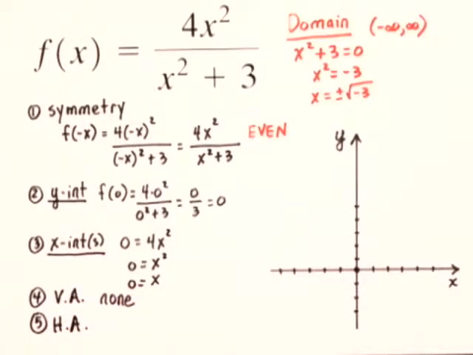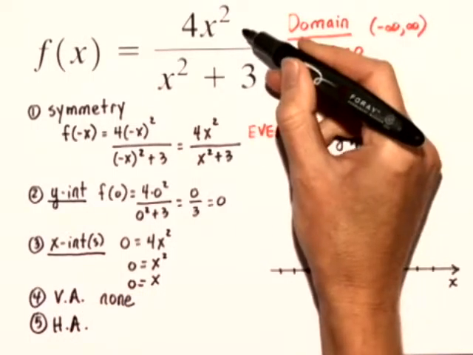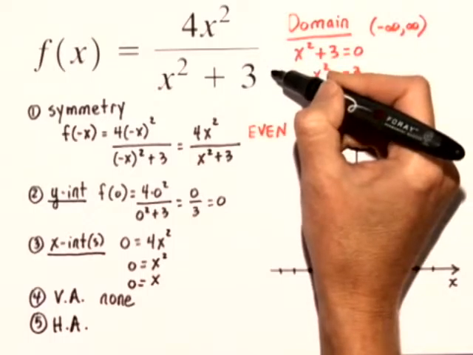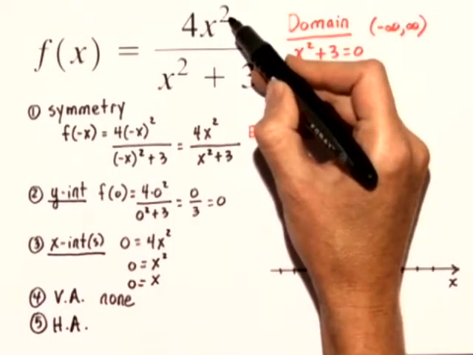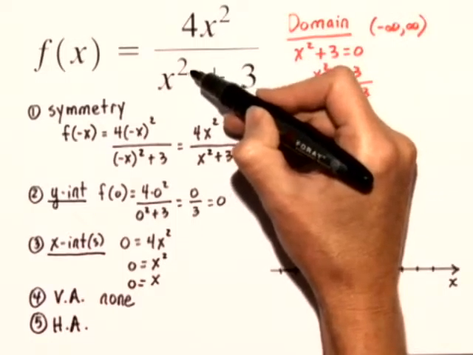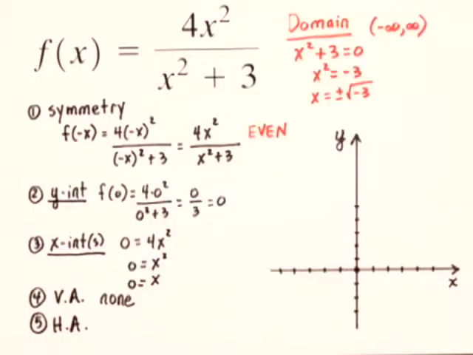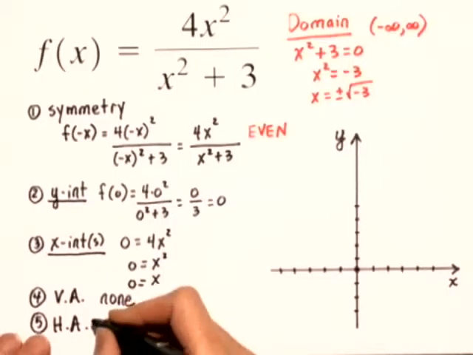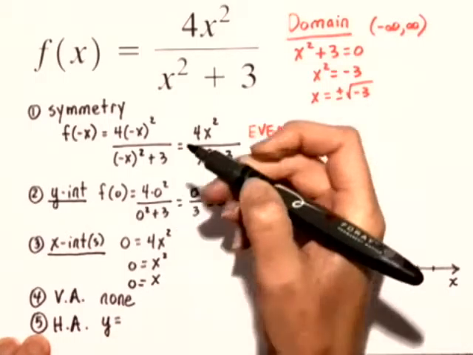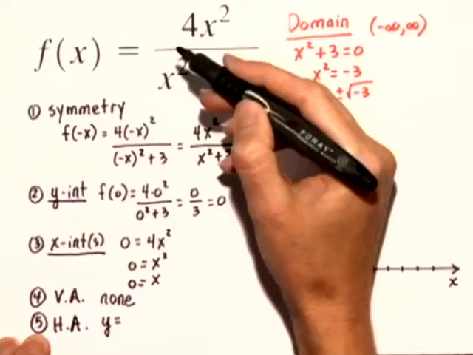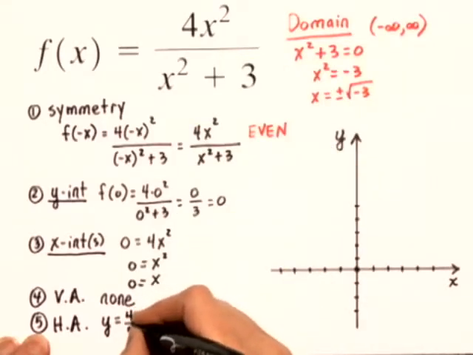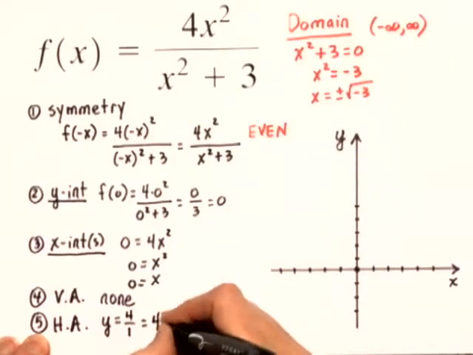For any horizontal asymptote, we compare the degree of the numerator with the degree of the denominator. The degree of the numerator is 2. That's the highest power up in the numerator. Also, the degree of the denominator is 2. That's its highest power. So, we can say that we do have a horizontal asymptote. It is going to be y equals, we just take the ratio of the coefficients, 4 over 1. Or simply, y equals 4.